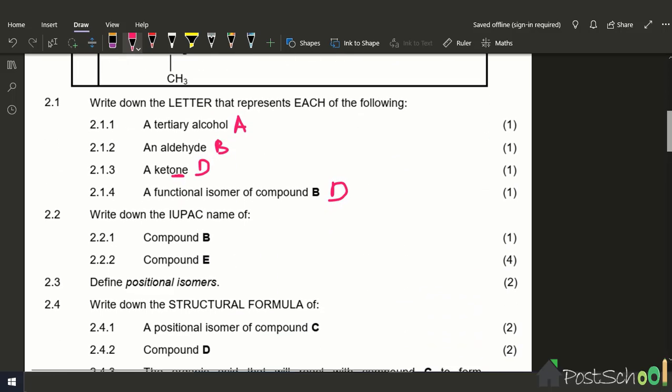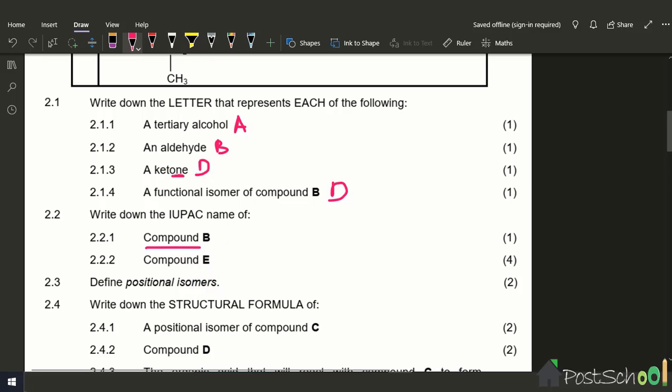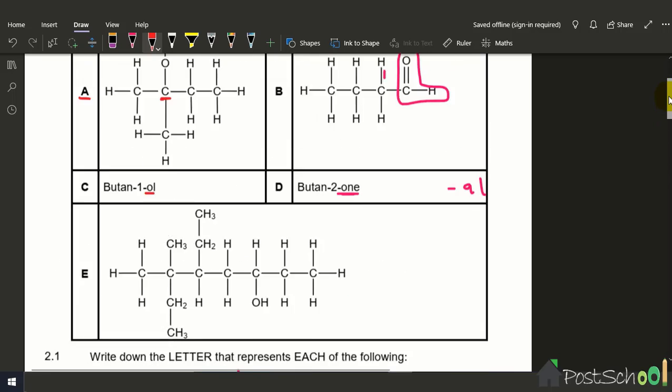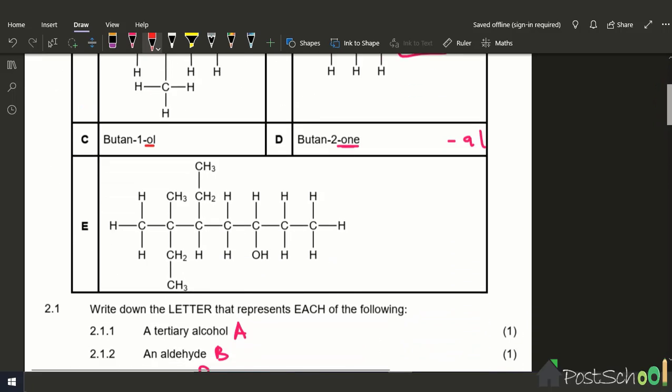Write down the IUPAC name of compound B. The IUPAC name of compound B is simple because it is an aldehyde, so it will be butanal. 4 carbons means but, and then the suffix at the end is Al: butanal. Then compound E, the IUPAC name of compound E.